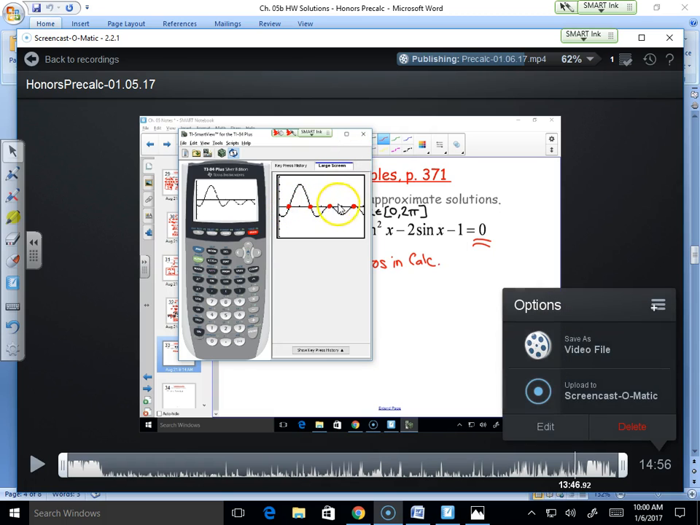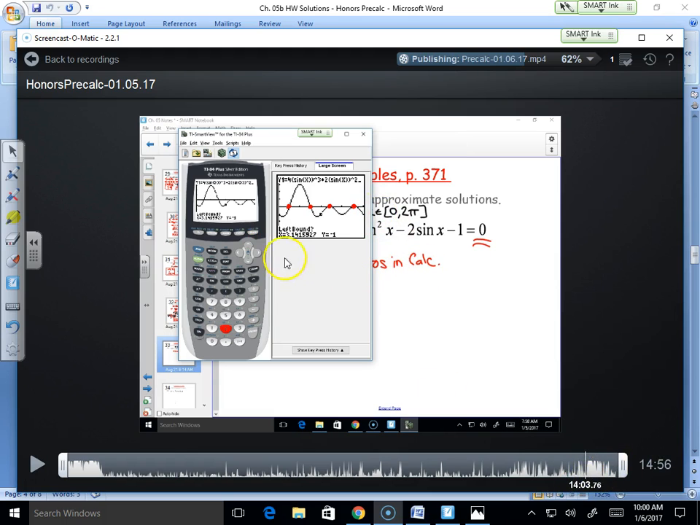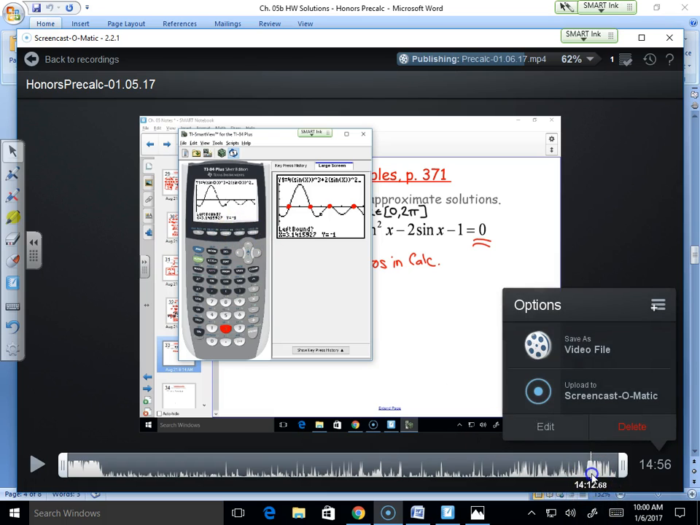Then I find each of the zeros in your calculator. You guys remember where to find that, right? Go to your calc menu.